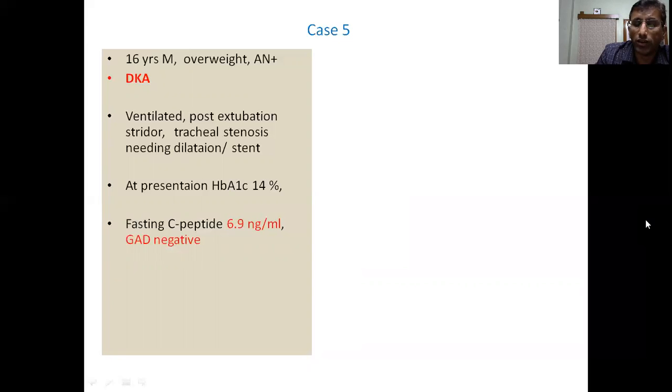Following the clinic follow-up, we checked his C-peptide levels and GAD. GAD was negative, C-peptide was 6.9. So it indicated it's very unlikely to be type 1 because of his good beta cell reserve. So we started him on metformin, and within a few weeks we were able to completely wean off his insulin, and his follow-up HbA1c was in a good therapeutic range.